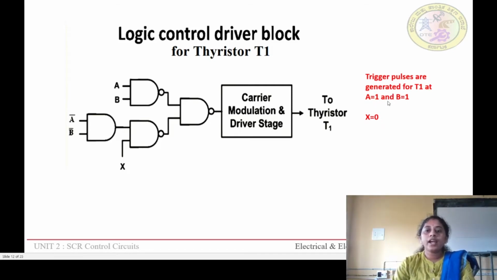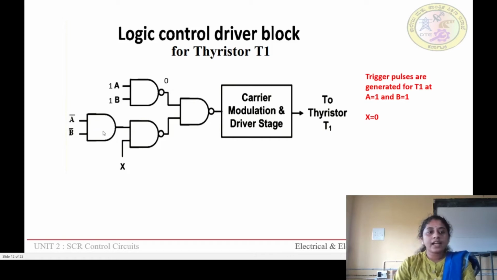When A and B are 1, what will the NAND gate output be? Please recall the AND gate truth table and NAND gate truth table. We know that NAND is an inversion of AND. In an AND gate, if both the inputs are 1, the output is 1. But in a NAND gate, it is the inverse of that. So the output of the NAND gate is 0.